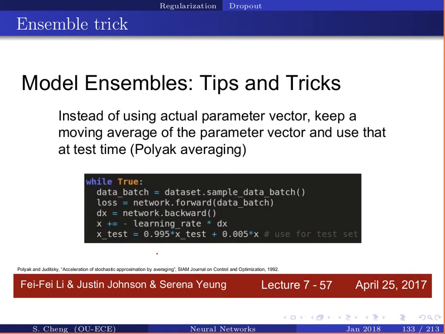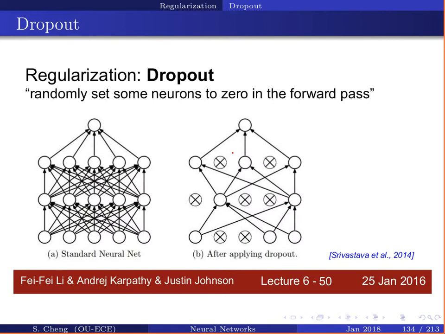Okay, so this is a very simple trick. The original one is also sometimes called Polyak averaging. The next trick I'd like to talk about is also used very often, the so-called dropout.